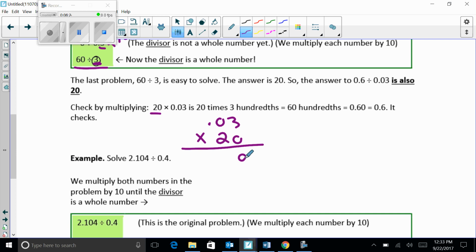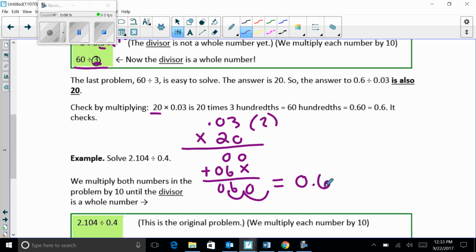0 times anything is 0. A lot of the times you'll see me put an X as a placeholder to show you that you have to go to the next spot. 2 times 3 is 6, and then 0. I'm going to add them together, so 0, 6, 0. I have 2 decimal places here, which means I have to move 2 decimal places here. So that gets me to my answer of 0.6, which if you see here was the original dividend in our problem. So that is just proving to you why the answer works the way it does.